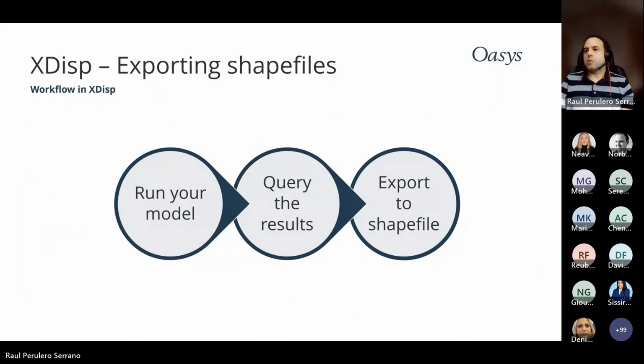So what's the typical workflow of exporting shapefiles in XDisp? It basically is 3 steps. You run your model. You can query the results through the graphical output tab inside the interface, and also within the interface, with a couple of clicks, you can export those shapefiles to your machine.